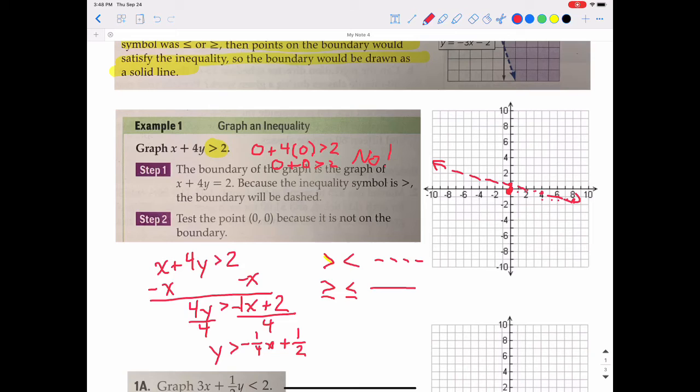That is a no. So that means the side that contains 0, 0 is not a part of the solution set. So the side that is part of the solution set must be the opposite of that, or in this case, above the boundary line. So I'm going to shade above the boundary line, all the way across the graph. Any point that's in the shaded area is a solution to the system.